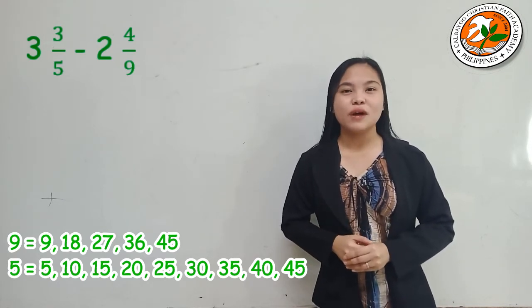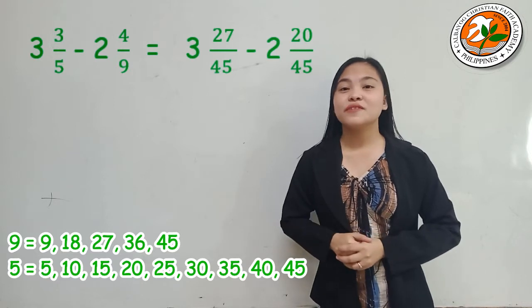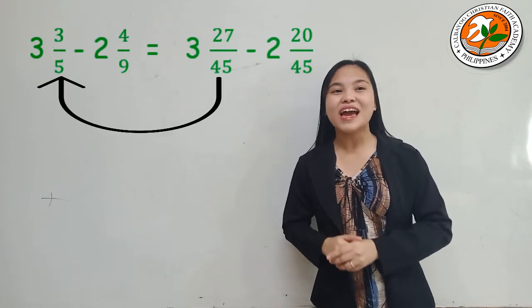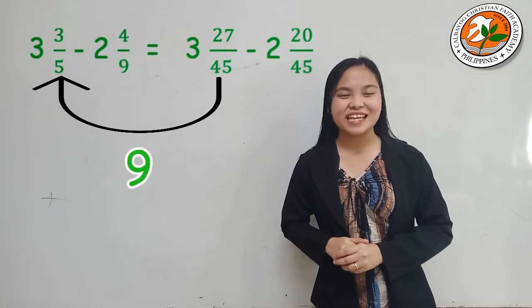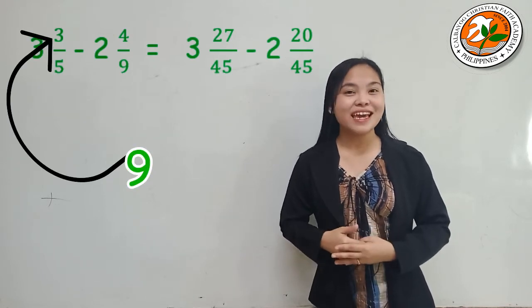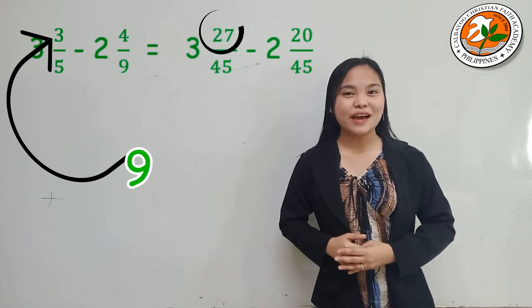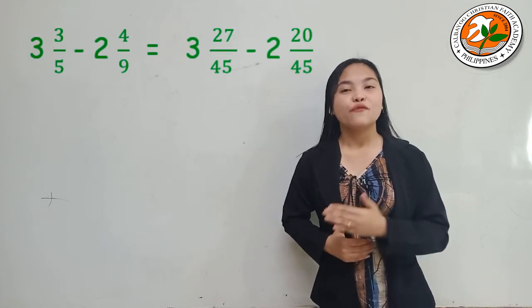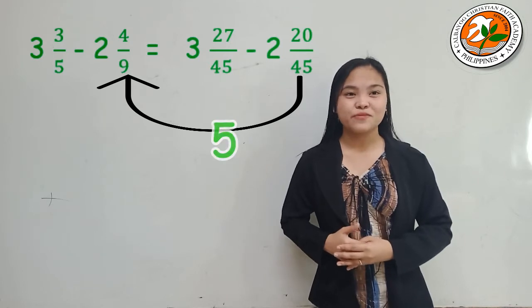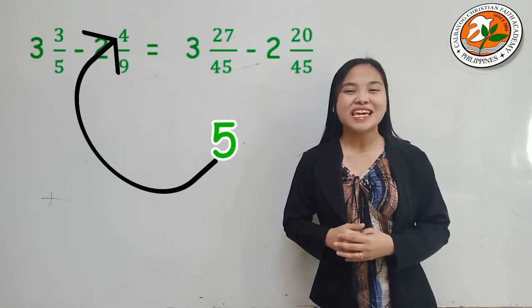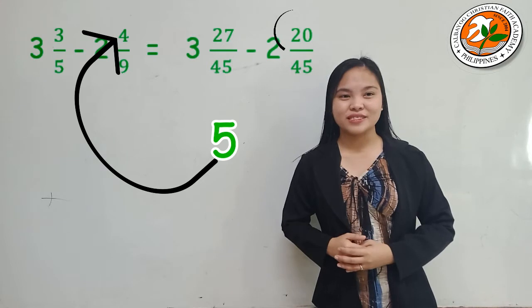So let's solve. Our denominator now is 45. 45 divided by 5 is equal to 9. 9 times 3 is equal to 27. Next one, 45 divided by 9 is equal to 5. 5 times 4 is equal to 20.